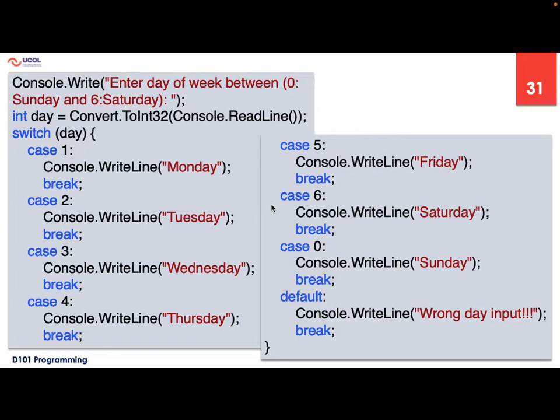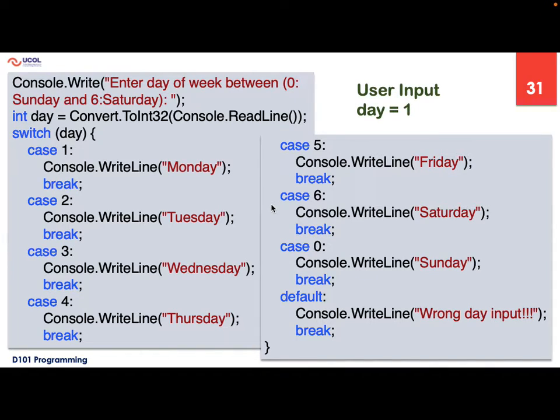If no case is matched, the value is not 0, not 1, not 2, not 3, not 4, not 5, not 6, then what will happen? You can remove that default part and do nothing. In case the user is giving me the wrong value, don't give any response. But it's better that you give a response. So again, the default section, the last part, is totally optional. You can remove it.